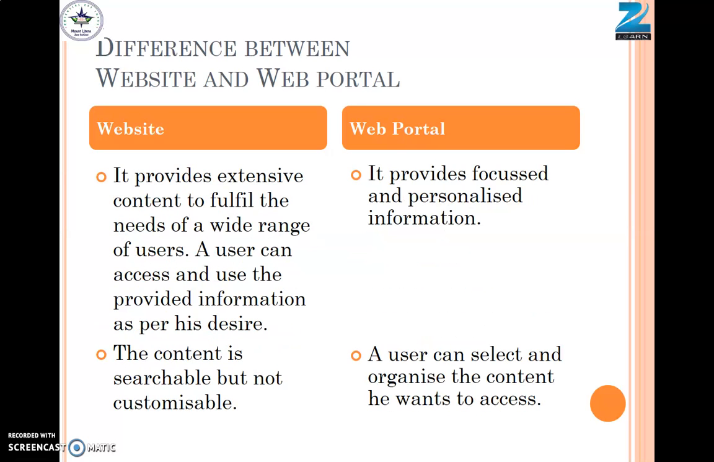Websites provide extensive content to fulfill the needs of a wide range of users. A user can access and use the provided information as per his desire. But web portal provides focused and personalized information. Okay, because we are registering into it, so we are focused on what content we want to see in the web portal. The content is searchable but not customized in website. Okay, we can search everything on website, but we cannot customize that content so that next time when we log in we will see this content only. But in web portal, a user can select and organize the content he wants to access.